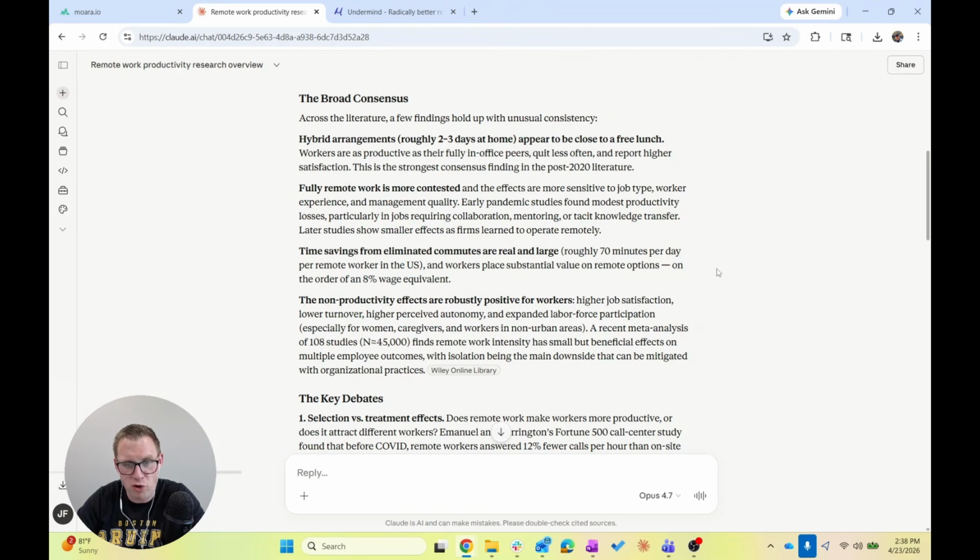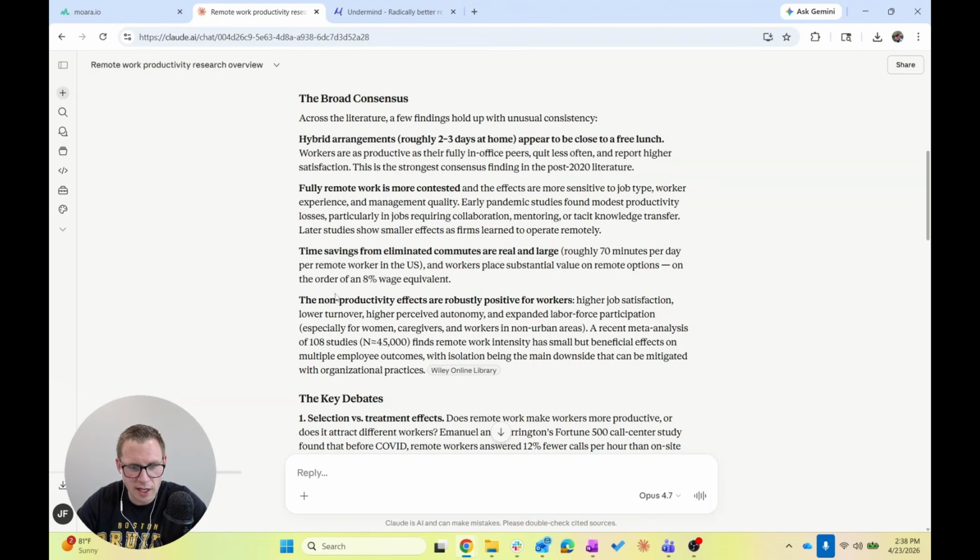And therefore, of course, you need to make sure you're getting into the nuances of this after you go through your summary. But this gives you the big picture so that it's much easier to compare papers, understand where they fit in the timeline, et cetera, once you get into articles. Time savings from eliminated commutes are real and large. It's a very good point. We all know that anecdotally. 8% wage equivalent. That's interesting.